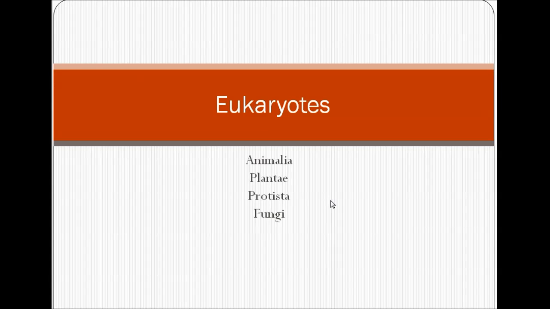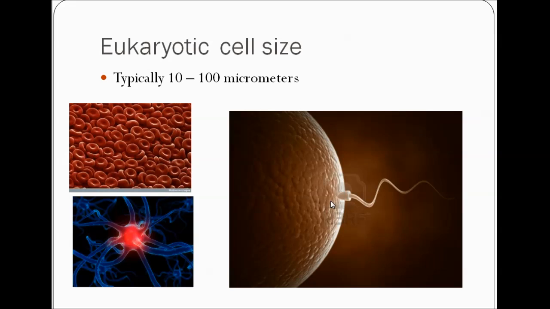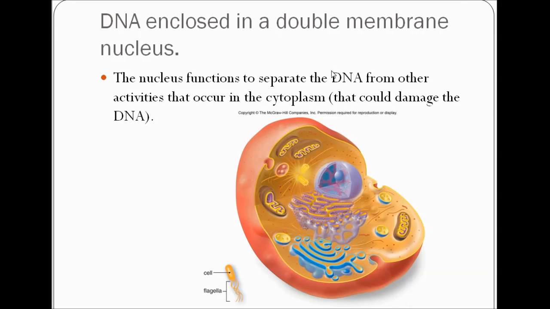All right, eukaryotes. Those are the animals, plants, protists, and fungi. So the size can be anywhere between 10 to 100 microns. Excuse me, I'm unable to speak today. So here we are. We've got an egg, we've got a red blood cell, we've got a neuron there. So let's talk about some of this stuff.